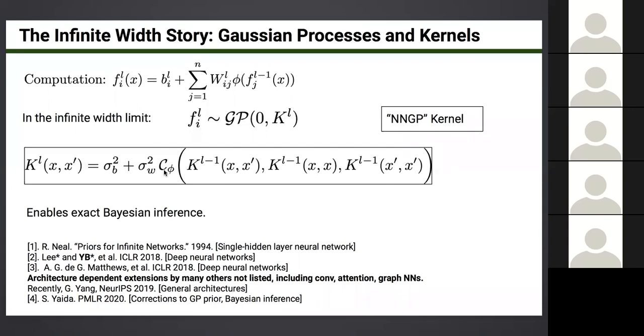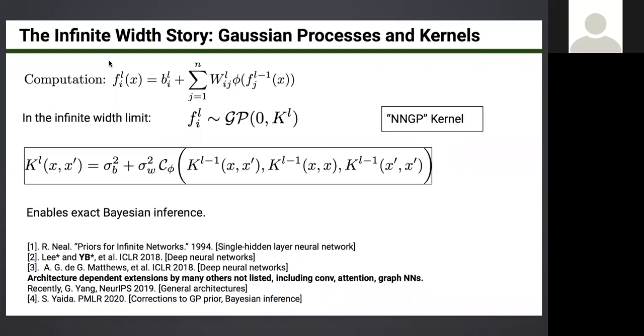The first line is just describing the iterative computation that a feed-forward neural network does. You take the inputs at layer L-1, pass them through a nonlinearity phi, multiply by an affine transformation, and get the output for the next layer, f to the L, where the subscript indices index the hidden nodes, and you have n hidden units.